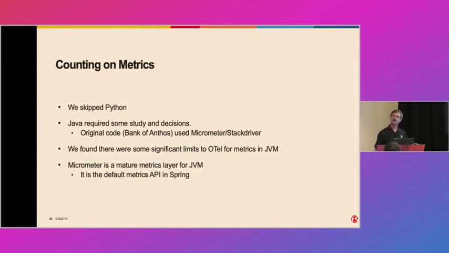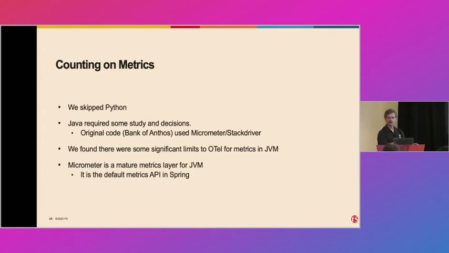I'm not sure whether we got lazy or got bored, actually, come to think of it, for this. Java required us to do some serious considerations here. The original code used this thing called Micrometer Stackdriver for the Google Cloud guys, GCP. And what we found was that when we started looking at it from an OpenTelemetry viewpoint, there were some significant limits to the number of metrics and the type of metrics that we could collect coming from OpenTelemetry directly into our environment. And metrics don't really tell you much other than everything's working right, or something's gone wrong.